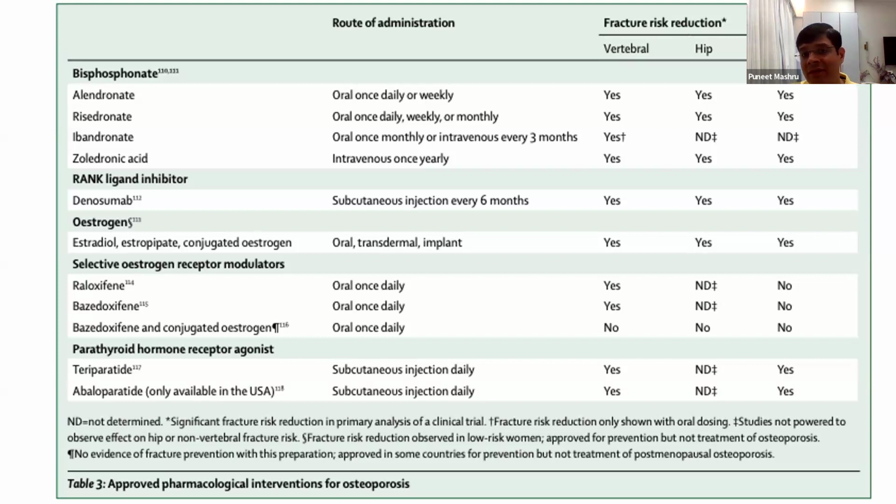Every agent works differently in the sense that it works at different sites. Most will work both at the vertebra and the hip, except for alendronate, which will work only at the spine, as well as teriparatide, which works more at the spine. But there is also data that it increases the BMD and reduces the risk of fractures at the hip. Though the landmark trial did not show that, now there is data coming in that shows teriparatide also works at the hip.